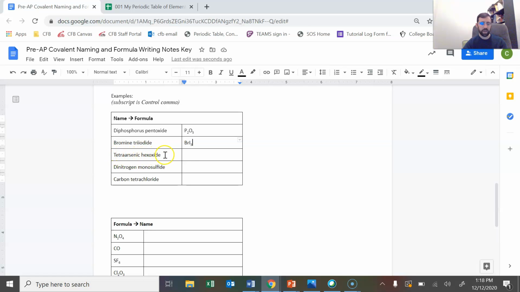Tetra-arsenic hexoxide. And you might see this with an A or without an A. A lot of times we drop the A if it's right next to an O. Okay, tetra-arsenic hexoxide. So arsenic is As, and there are 4 of them. Tetra means 4. Tetra-arsenic, As4, hexoxide, that's going to be O6.